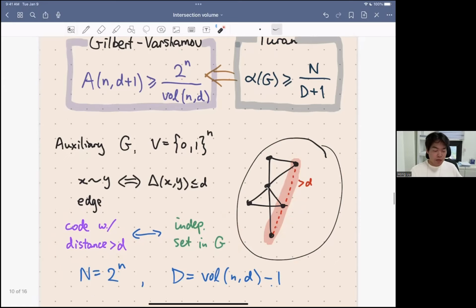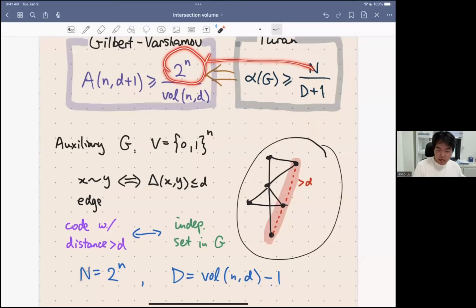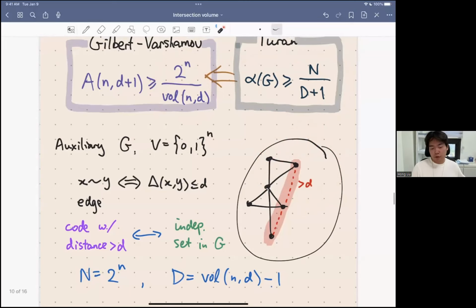So to obtain such a Gilbert-Varshamov type lower bound, we just need to give a lower bound on the independence number of this auxiliary graph. It's not hard to see that the number of vertices is 2 to the n, which is exactly this, and the graph is D-regular, where D is the size of the Hamming ball of radius d, minus 1 because you have to exclude the center itself. And if you add this 1 back, this recovers exactly the Gilbert-Varshamov bound.